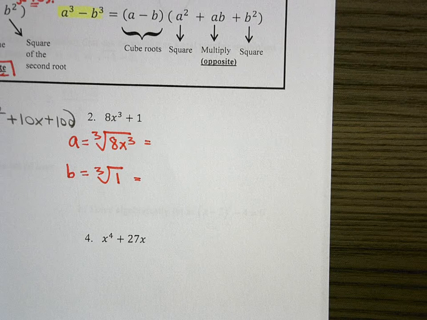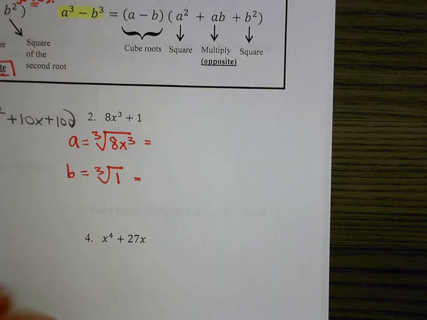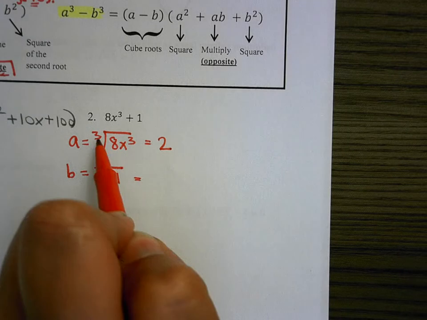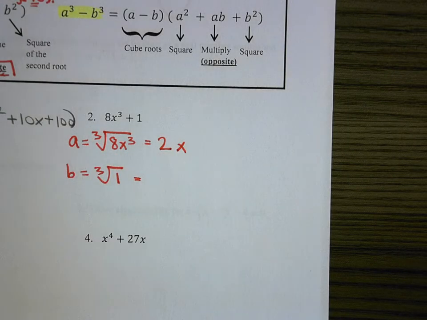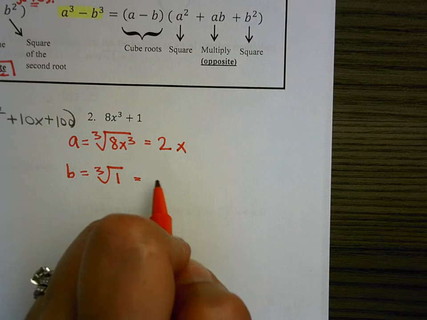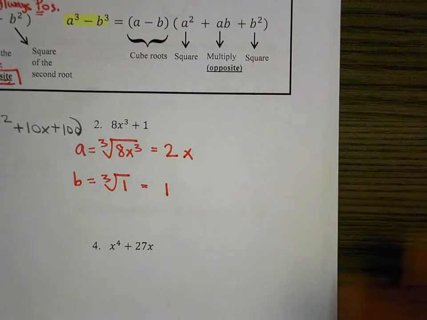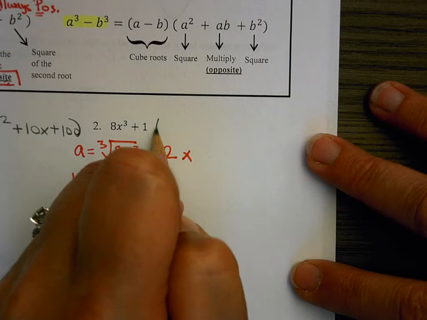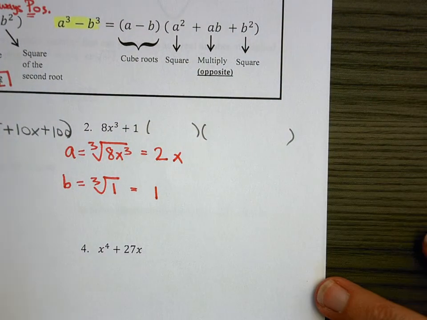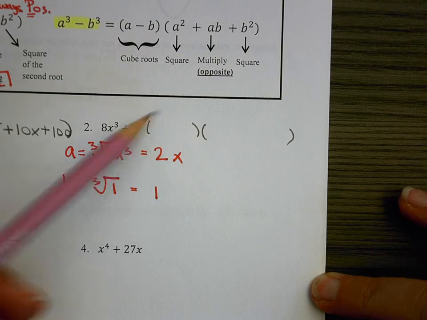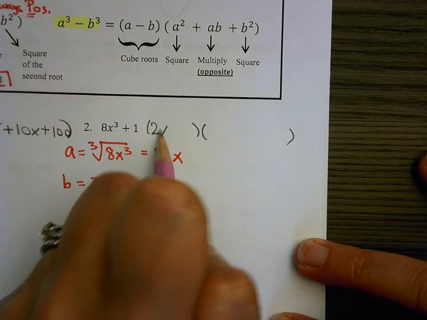So the cube root of 8x cubed, so the cube root of 8, again, if I don't know that, I can look up above. So that would be 2. And then the cube root of x cubed, so that would just cancel, leaving me x. And then the cube root of 1 is just 1. So there's my a, there's my b. Okay, so then every time we do cubic factoring, we're going to have a binomial and then a trinomial, right? Binomial and a trinomial.